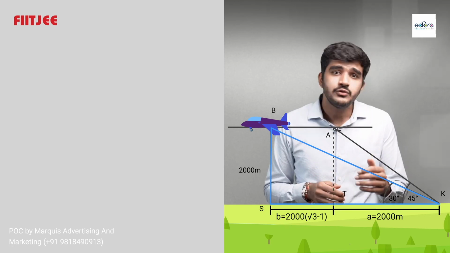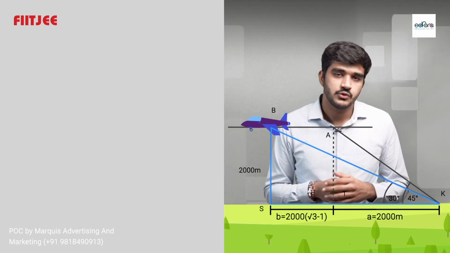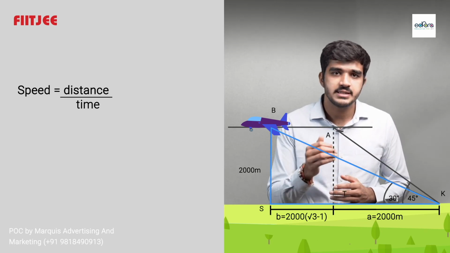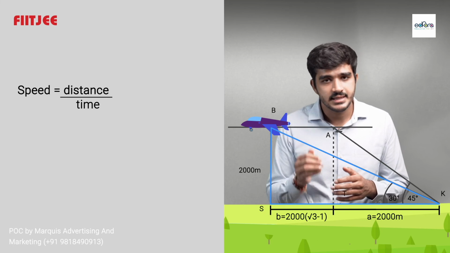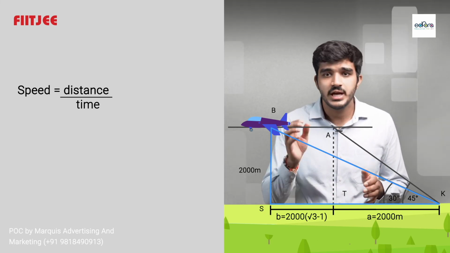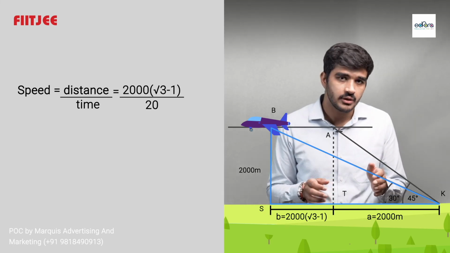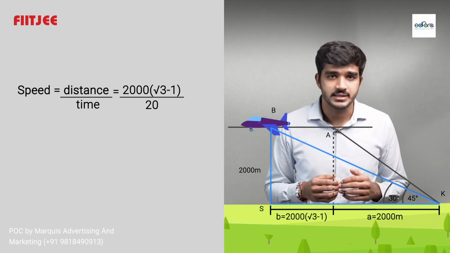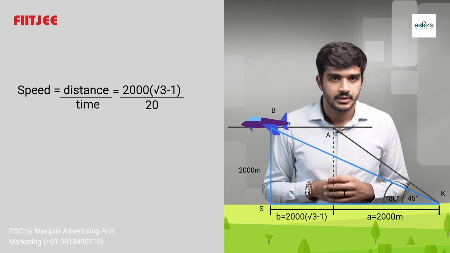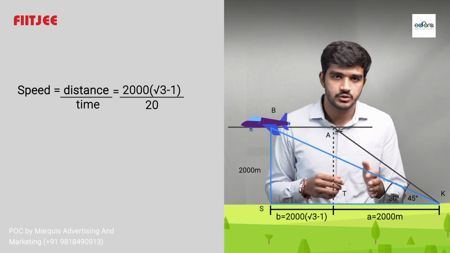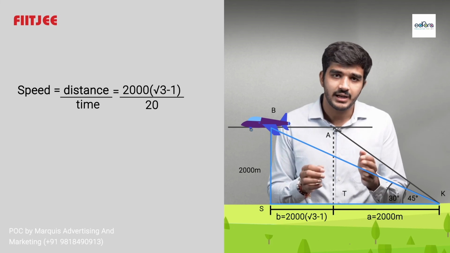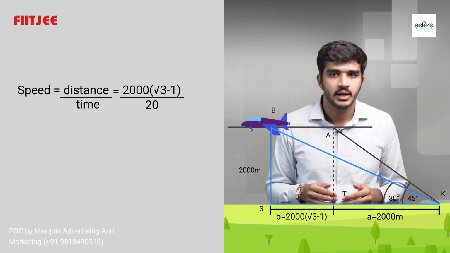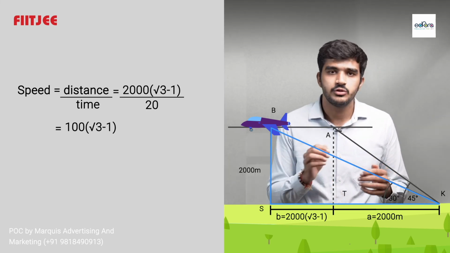Now we have to take out the speed of the plane. So we'll put the formula for speed. Speed is equal to distance upon time. Now for us, distance is B, which we have identified as 2000 bracket root 3 minus 1. And the time given to us is 20 seconds. So the equation would be speed equals 2000 bracket root 3 minus 1 by 20, which brings us to 100 bracket root 3 minus 1.